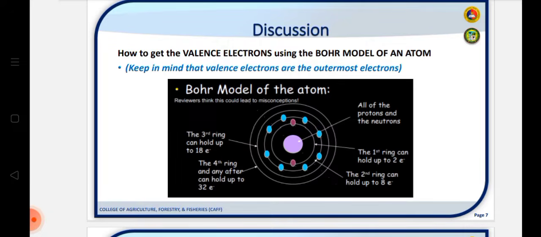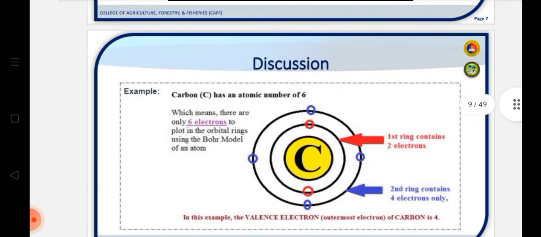And then, after that, you draw the first ring. The first ring can hold a maximum of 2 electrons. Only 2 electrons is the maximum that can be held in the first ring. And then, class, for the second ring, the maximum is 8 electrons. In the third ring, the maximum is 18 electrons. And in the fourth ring, the maximum is 32 electrons. Okay, let's have an example, class.